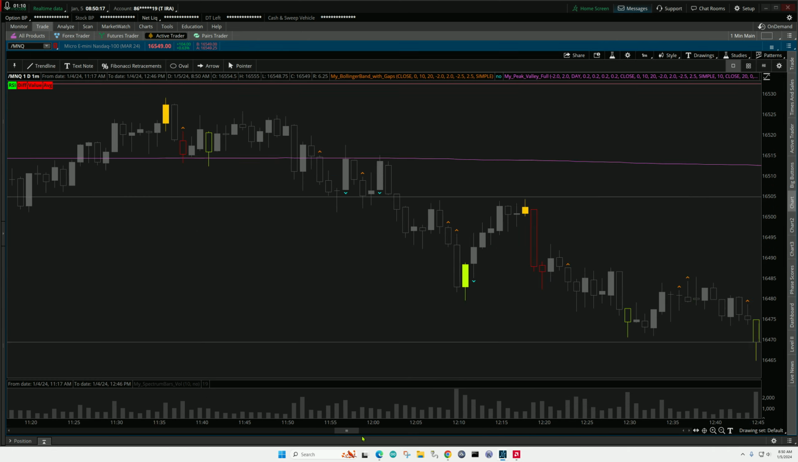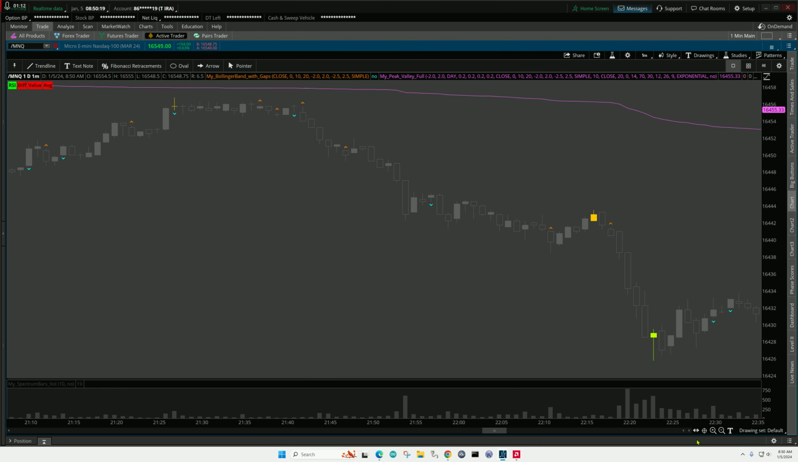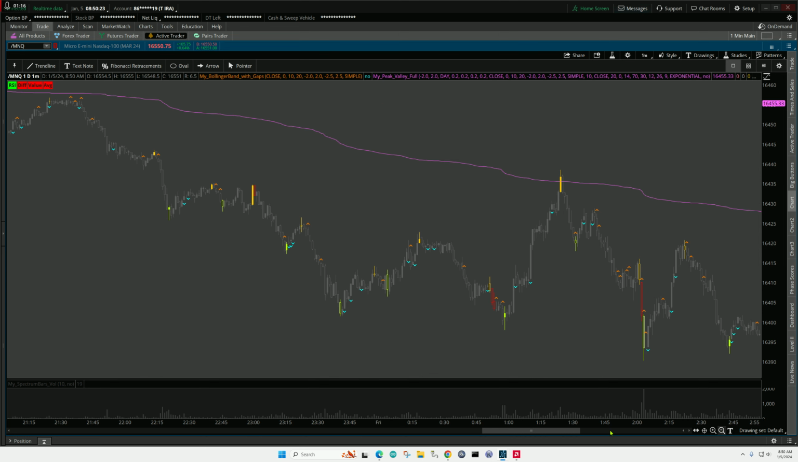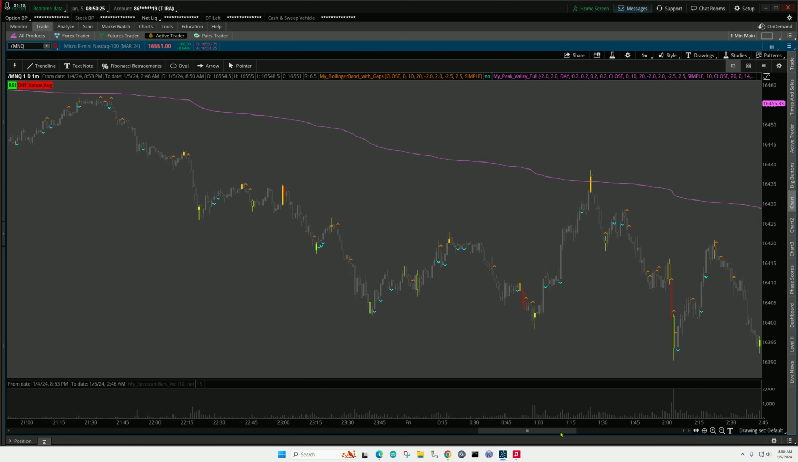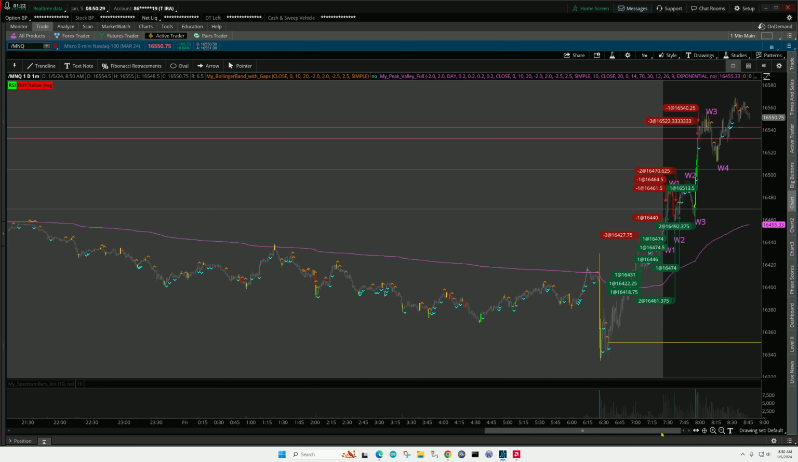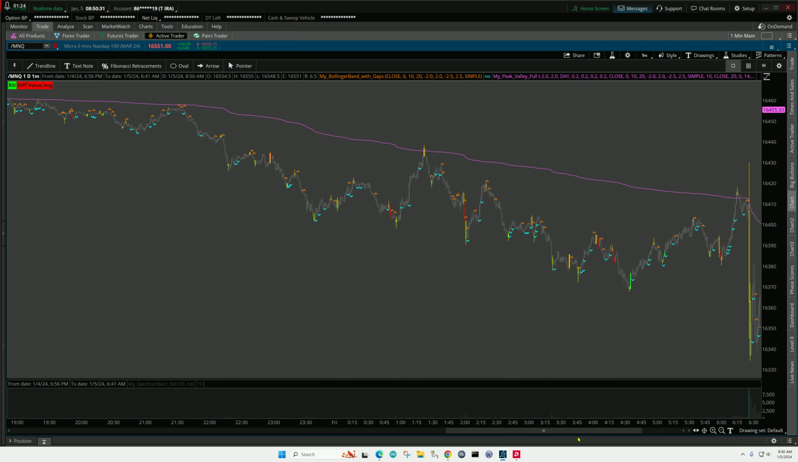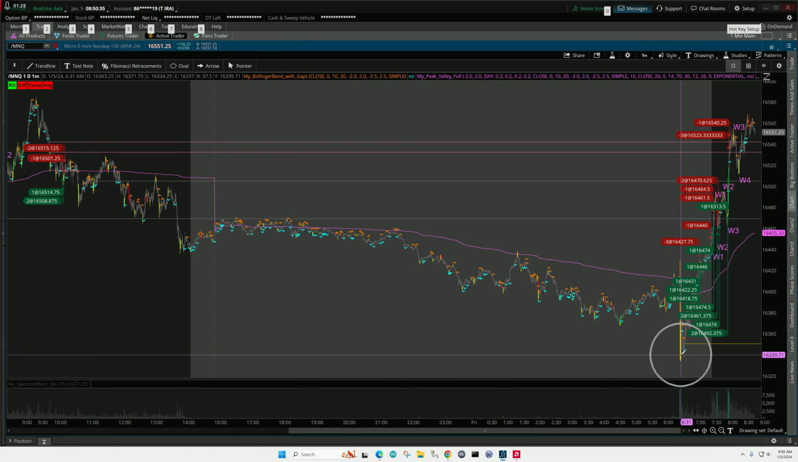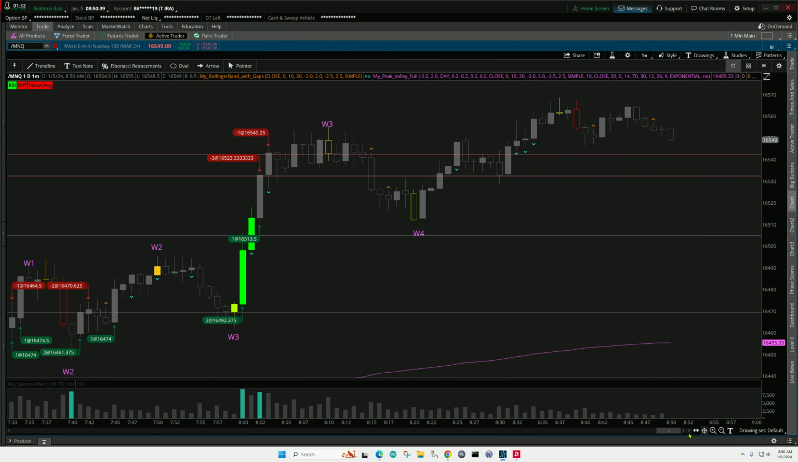Let's go back to the overnight session. You can see in the overnight session that it's pretty much a sell-off all night, all the way down into the news data release this morning. We'll zoom into that.